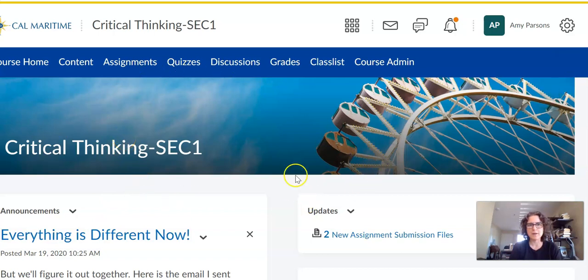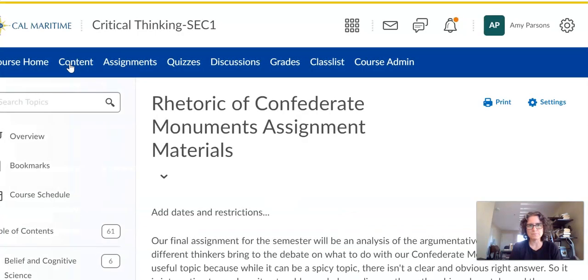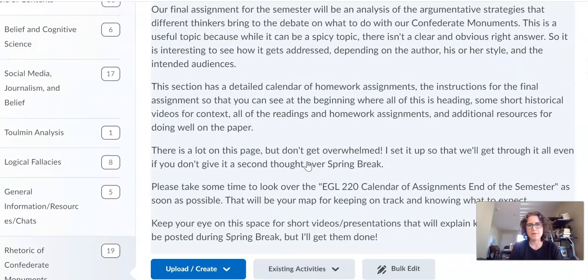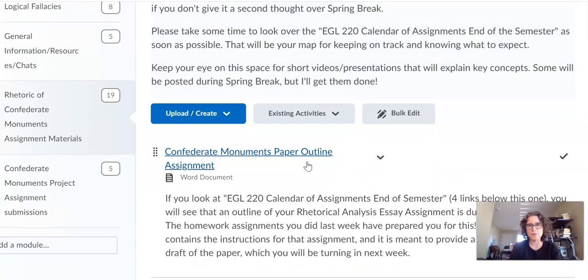Here is our Brightspace page, content, and all of the assignment materials section is there. This is what I posted for you earlier. So the Confederate Monuments paper outline assignment. I've got it on another screen.